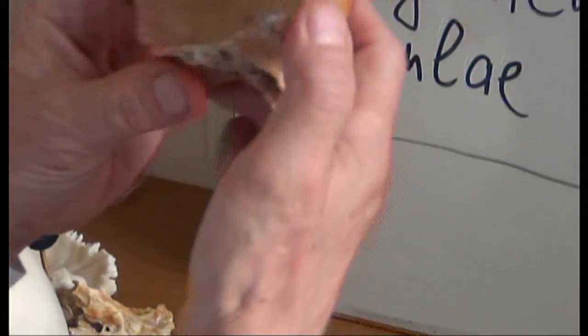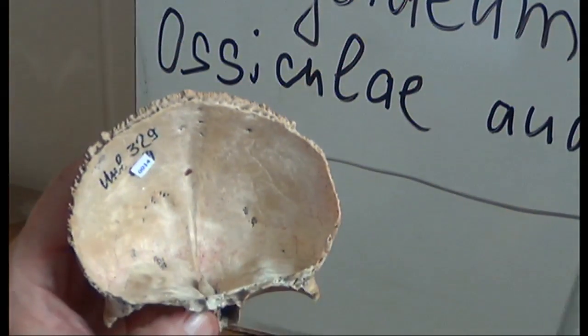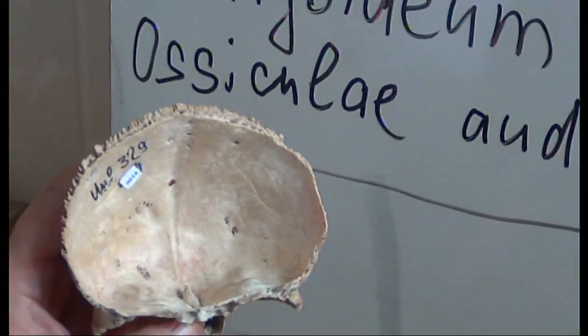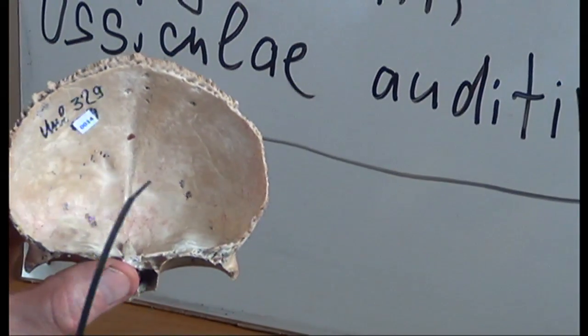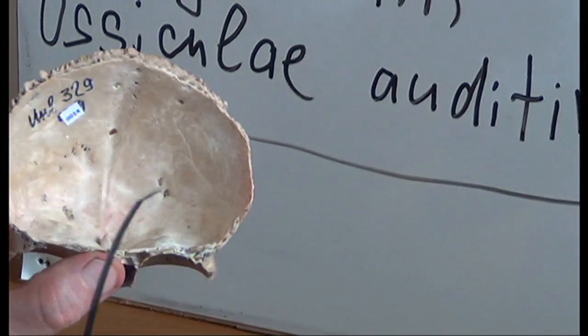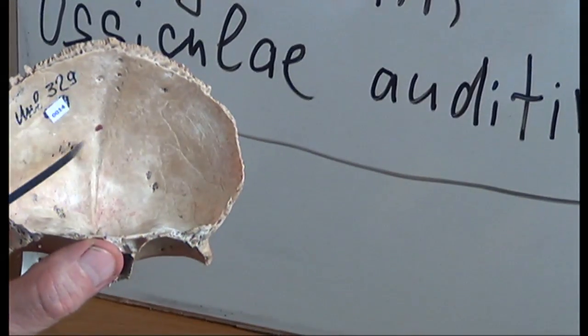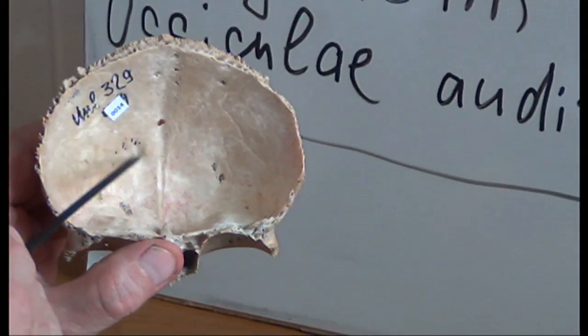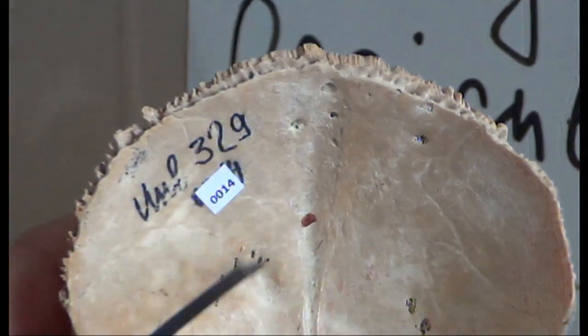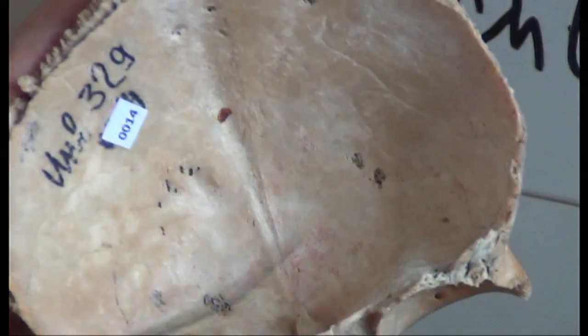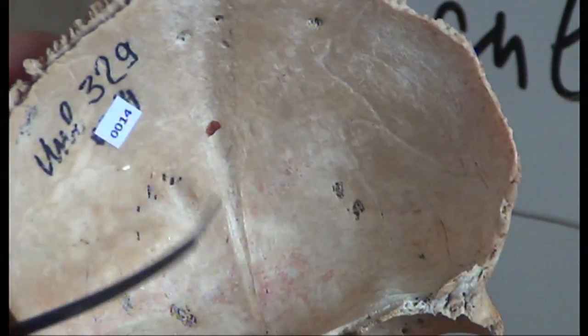When we turn it to the inner surface, we can find a deep, small fossa. It is named impressiones digitatae. It means like fingers have imprinted inside of it.